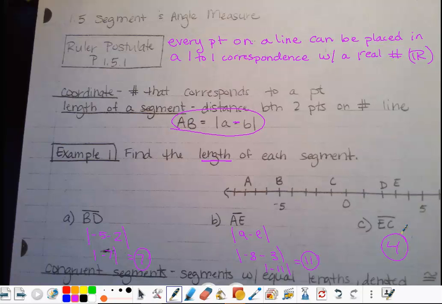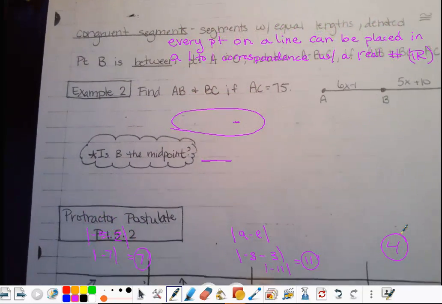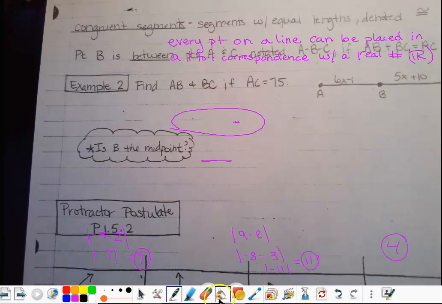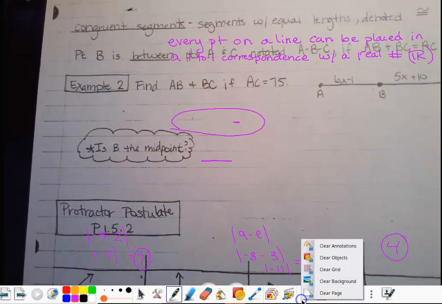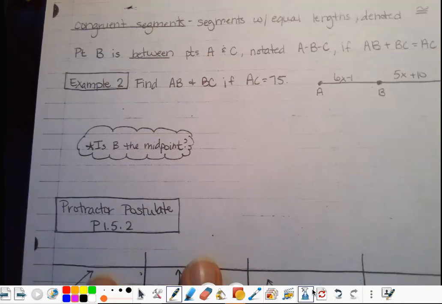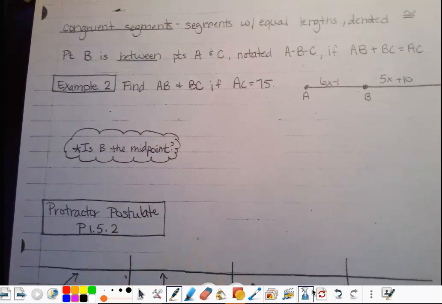Okay, so let's move on to congruent segments. Congruent segments are segments with equal lengths, and it's denoted with this symbol over here. It's an equal sign with a wave over it. Not a wavy equal sign, because that means something else, but a wave over the equal sign.